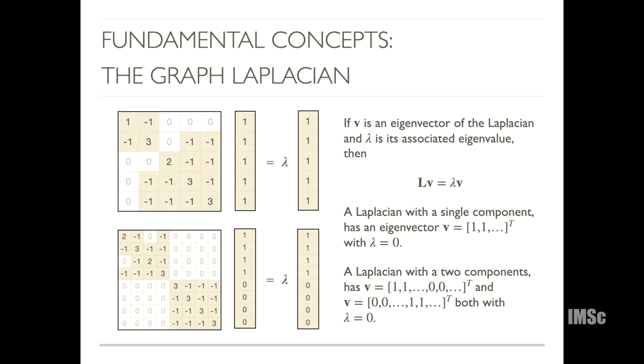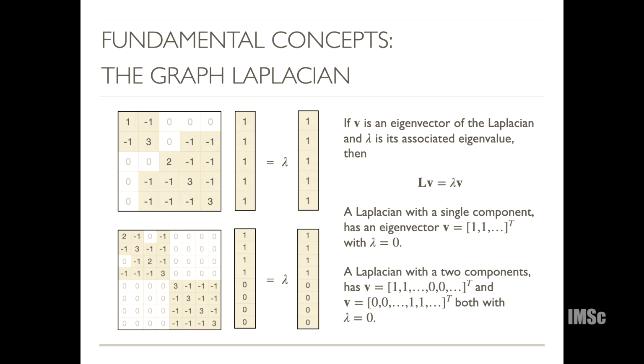I get +1 -1, and so I get a 0, right? And then what about here? I get +1 -1 +3 -1 1, I get a 0, and so on. And so I do this for every row, I get 0 0 0 0 0. So obviously the eigenvalue has to be 0, right? So this is something that just comes out very naturally.